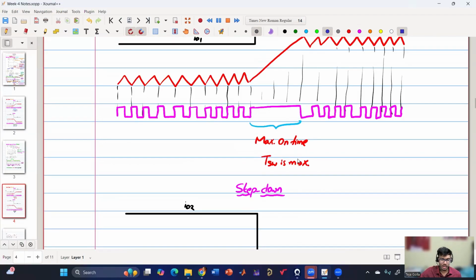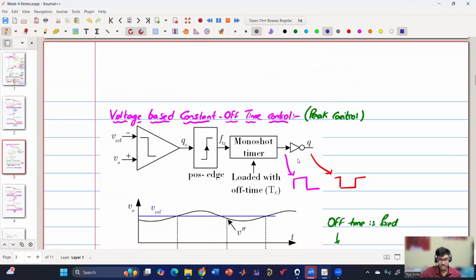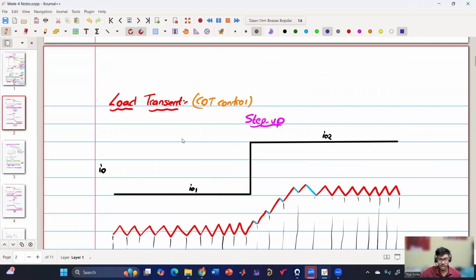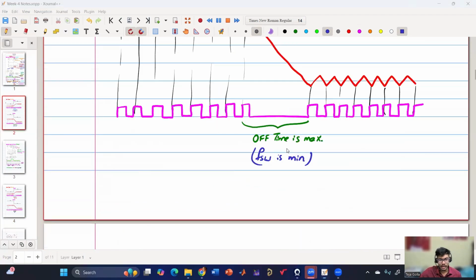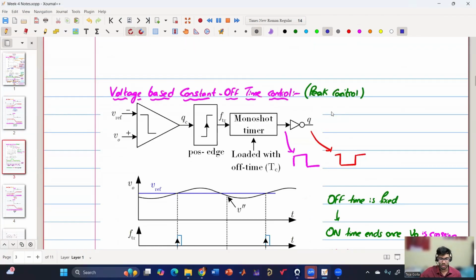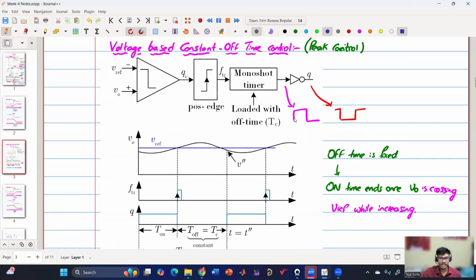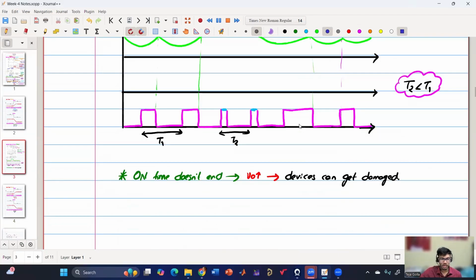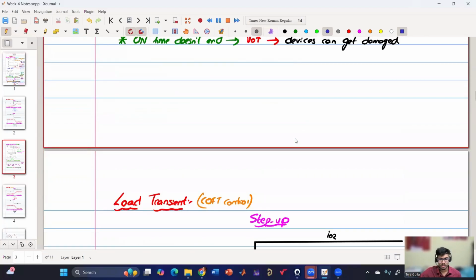So that is peak. This is valley control. The constant on time is valley control. And then this is peak control, and there you will need constant on time, right? So minimum off time. Here it is constant off time, so it will need minimum on time. So both are like opposite to each other, and that is the key difference.